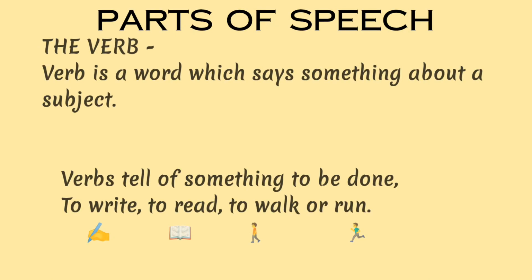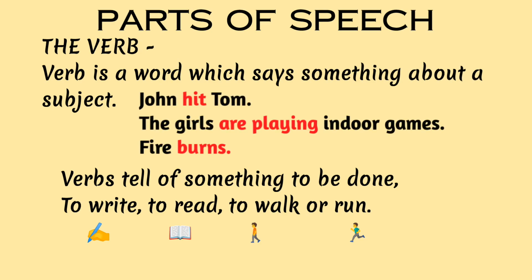Verbs. A verb is a word which says something about a subject. For example, John hit Tom. John is subject, noun, hit is verb. The girls are playing indoor games. The girls is subject, are playing is verb, present continuous tense. Fire burns. Fire is noun, burns is verb. So verbs tell of something to be done: to write, to read, to walk or run.